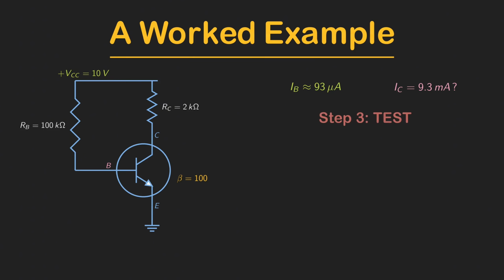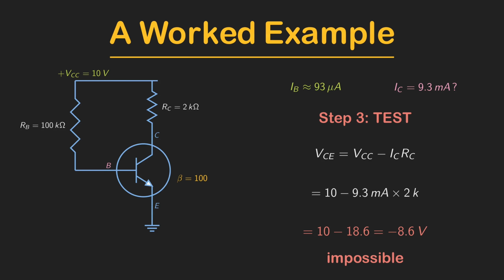And now comes the crucial test. We check the collector loop. The collector to emitter voltage equals the supply voltage minus the collector current times the collector resistor. So that is 10 minus 9.3 milliamps times 2 kilo ohms. That is 10 minus 18.6, which gives minus 8.6 volts. Now pause and think about what that means. A negative collector to emitter voltage is physically impossible. So our assumption was simply wrong. The transistor is not active after all.